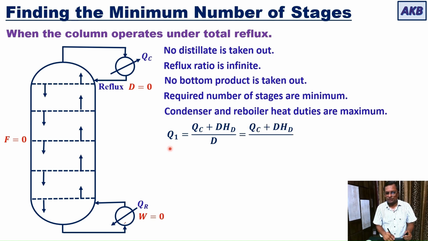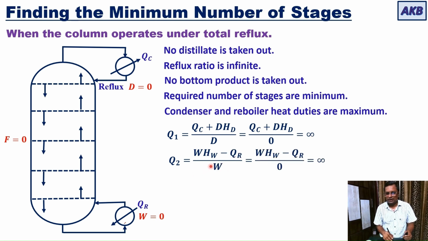Q1 is given by this equation: QC plus D into HD, divided by D. So when D is 0, that means Q1 will be infinite. Q1 is infinity. Q2 is given as WHW minus QR upon W. W is 0, so WHW minus QR upon 0 is infinity. So in this case, both Q1 and Q2 are infinite when the column is operating under total reflux.